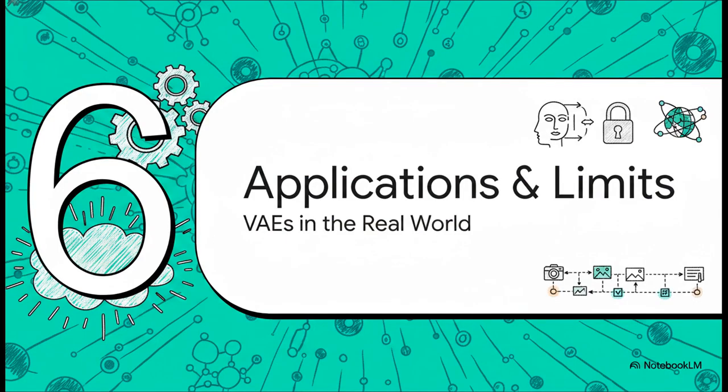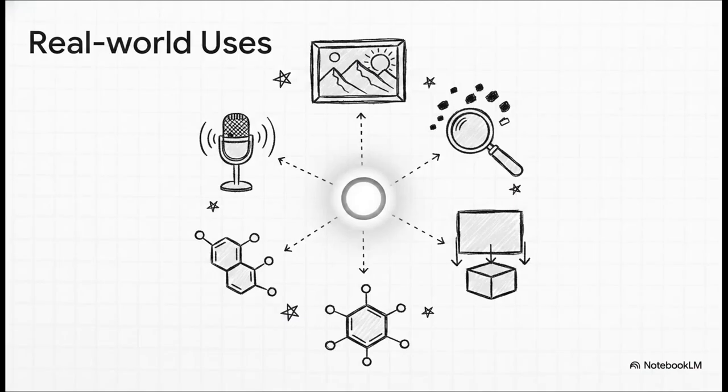Section 6. Applications and limitations. VAEs in the real world. Because VAEs offer such incredibly meaningful representation learning, they're being used everywhere across the industry today. We have image generation, of course, but there's also anomaly detection. Because you see, if a VAE really struggles to reconstruct a piece of data, it can flag it as highly unusual. They're used in advanced data compression.